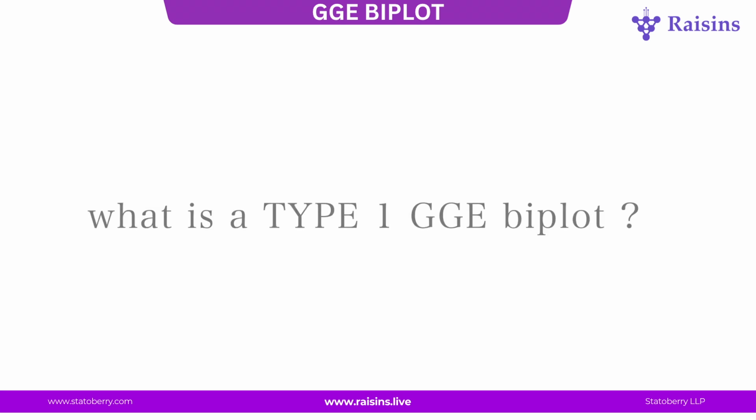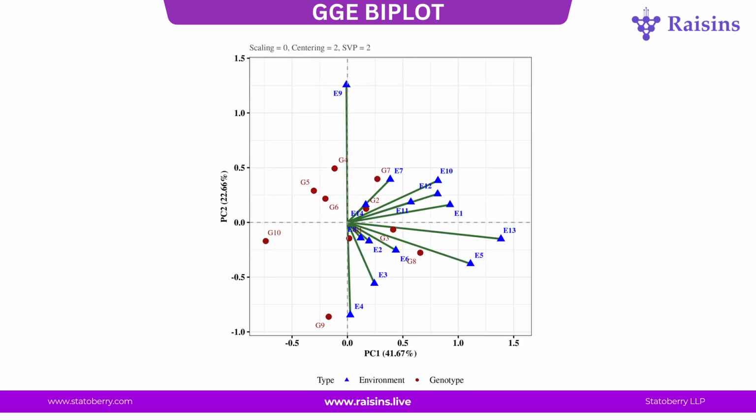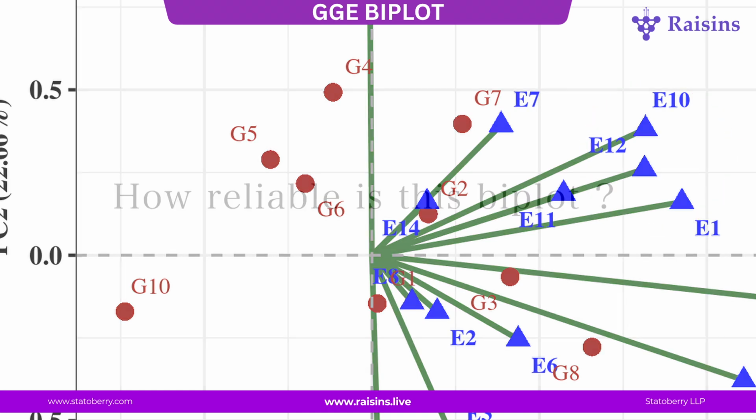First, what is a Type 1 GGE Biplot? This biplot is constructed using genotype effects and genotype by environment interaction after removing the environmental main effect.